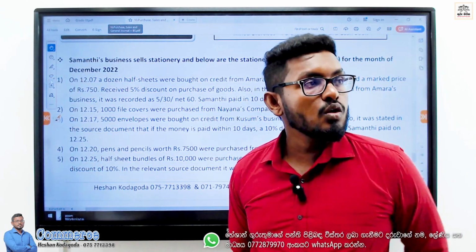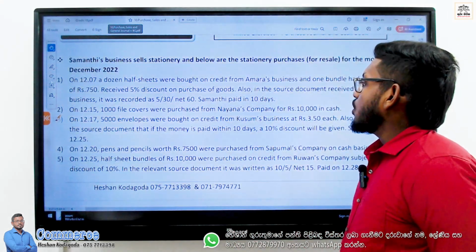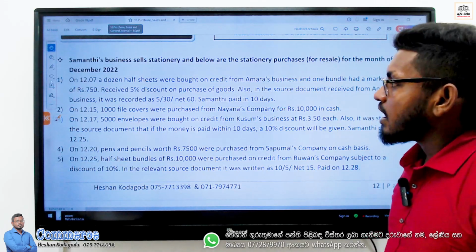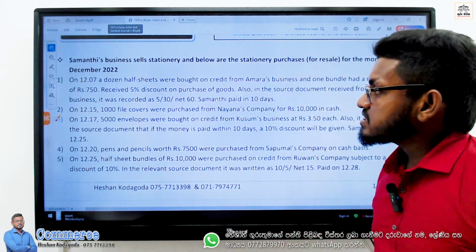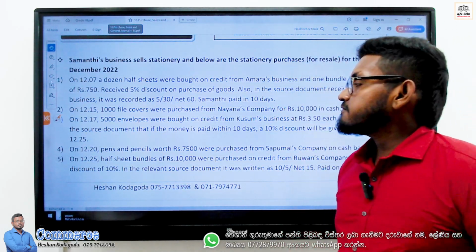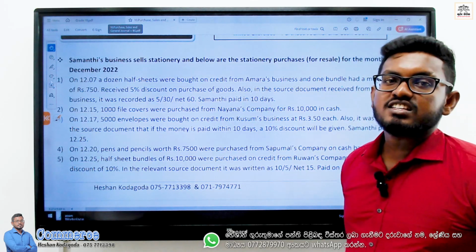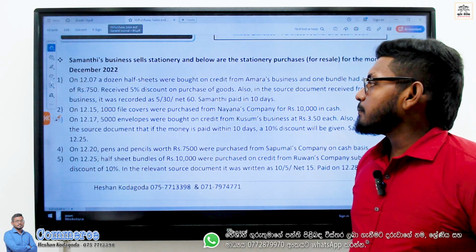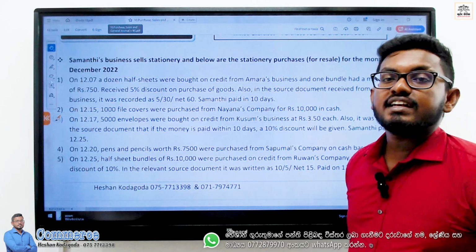Okay guys, got it? After that, in the source document received from Amarasa's business, it was recorded 5/30 net 60. Samanthi paid in 10 days.